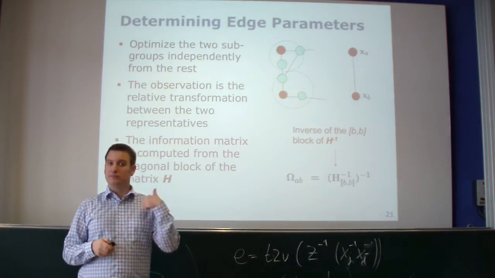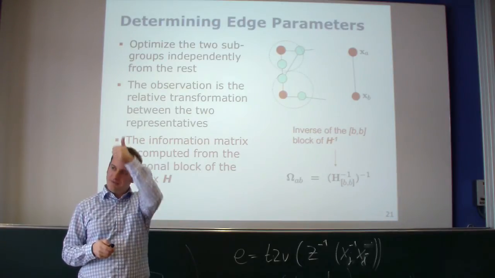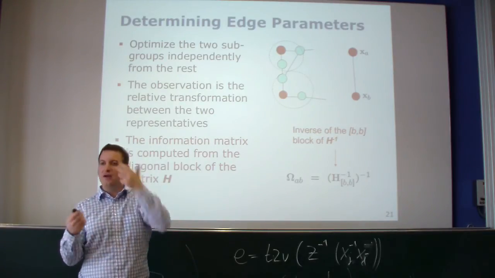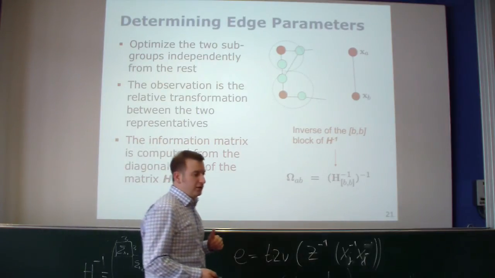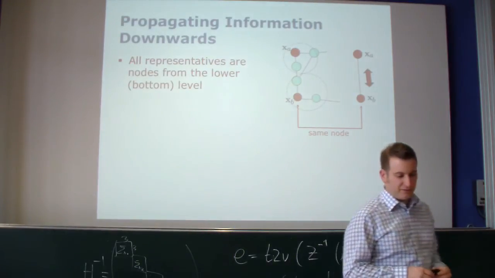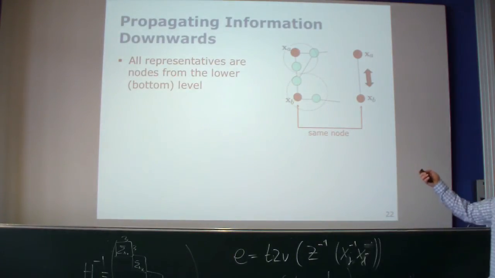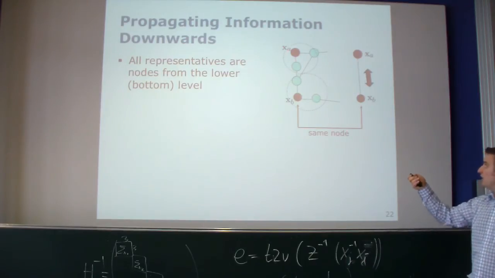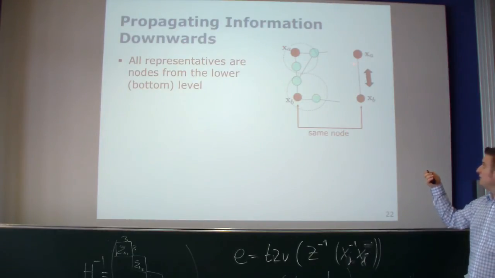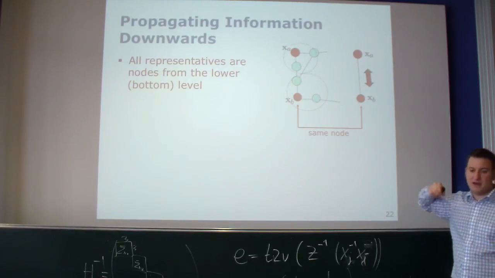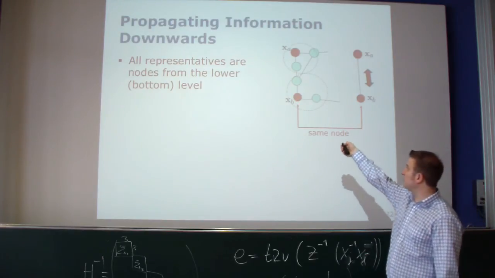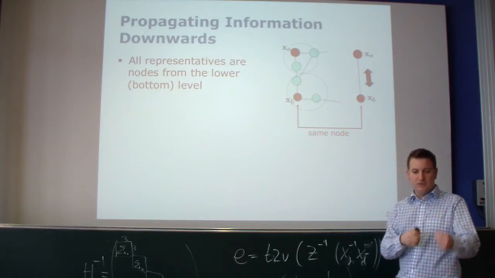Okay, so now you know how to compute the edges, the observations, the length of the edge, the transformation of the edge, and the corresponding information matrix on this higher level. So the next question is, how should we actually propagate this information downwards? We said we have our nodes on the lowest level, and the representative nodes here on the higher level are actually physically exactly the same node. So if I move this one in the optimization, I just make a rigid body transformation to those groups over here. So just move the corresponding node.